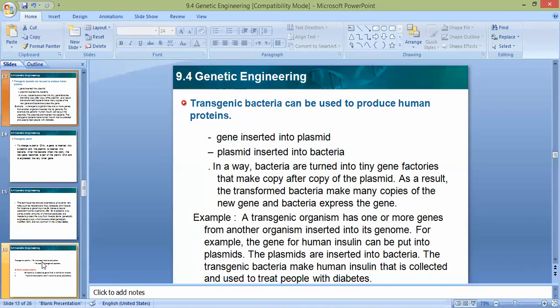لما تسمع كلمة transgenic plant هذا البلانت مهجن يعني في عندي تلاعب بالجينات تاعونه. هذا عندي أنا transgenic animal معناته هذا مهجن. Transgenic bacteria برضه نفس الشيء that it has one or more genes from another organism. وحطينا example الجين of the human insulin. هذا الجين ممكن to put into plasmids والplasmids inserted into the bacteria والtransgenic bacteria make a human insulin and then collected and used to treat people with diabetes.